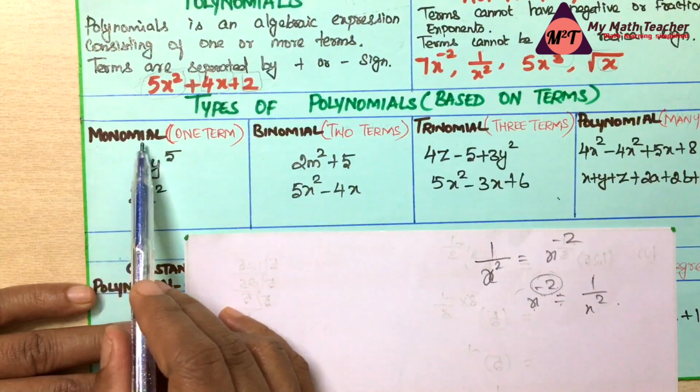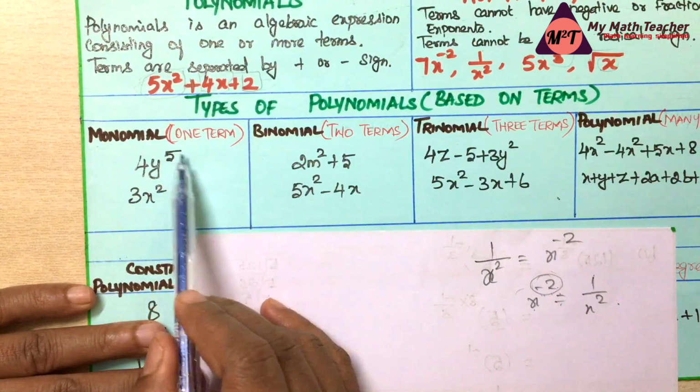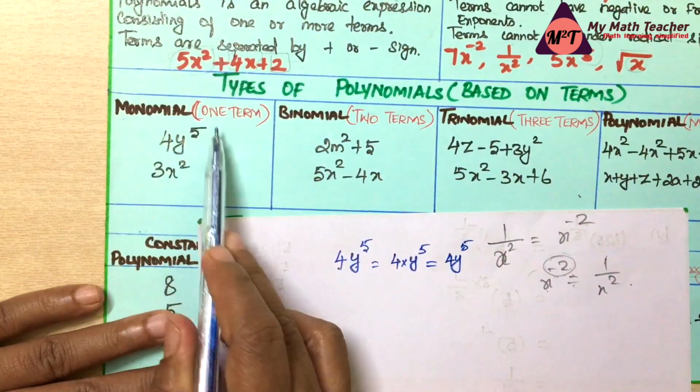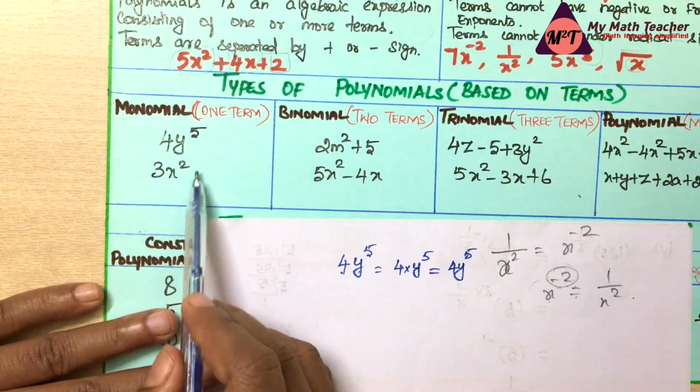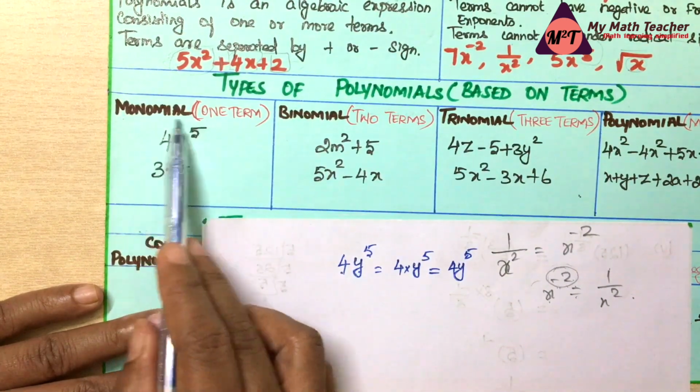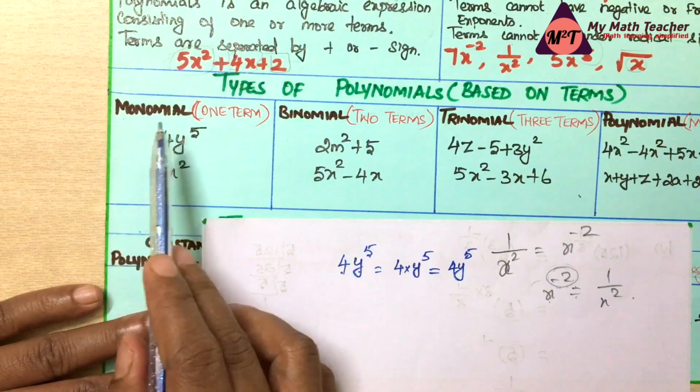The first one is monomial, which contains only one term. This is only one term. In the same way, 3x square. If only one term is present, then it is called a monomial.